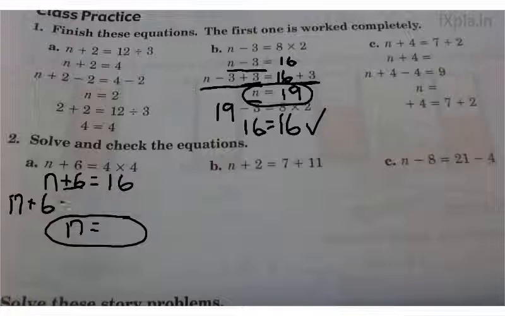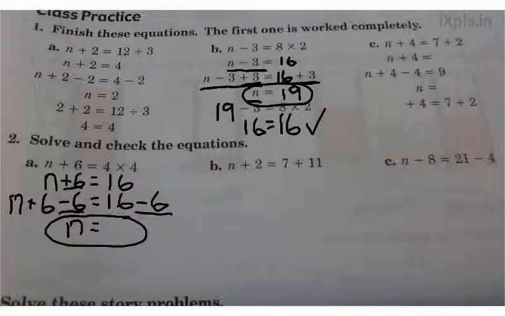n plus 6 minus 6 equals, I'm bringing down our 16. Whatever we do on one side, minus 6, we've got to do it on the other side. So a minus 6 over here. Since we did a minus 6 there, we have to do a minus 6 over here as well. All right.